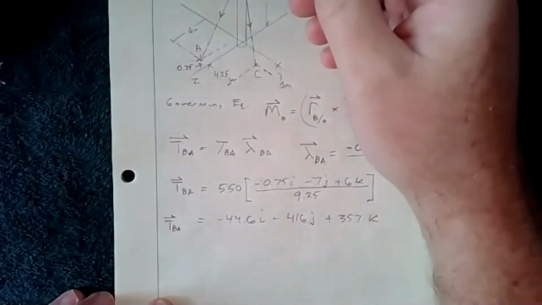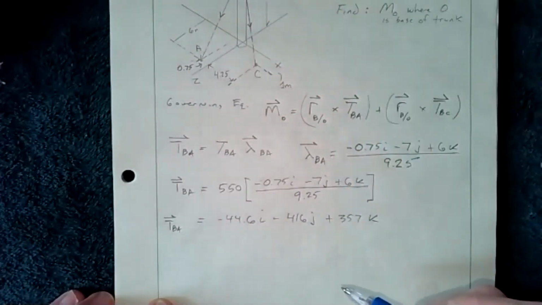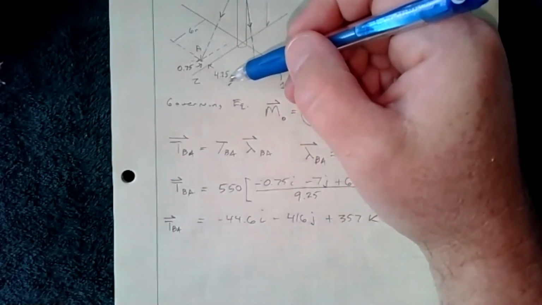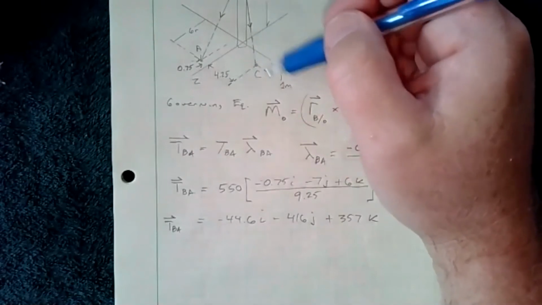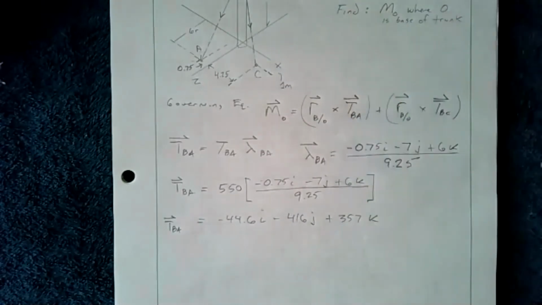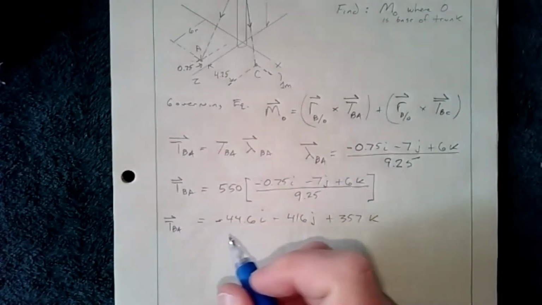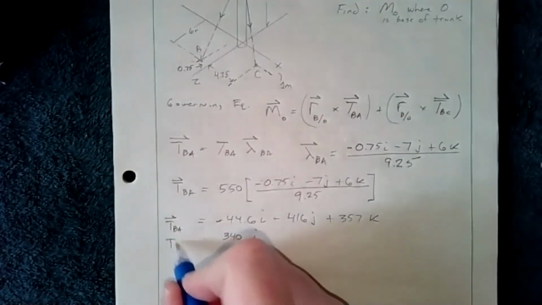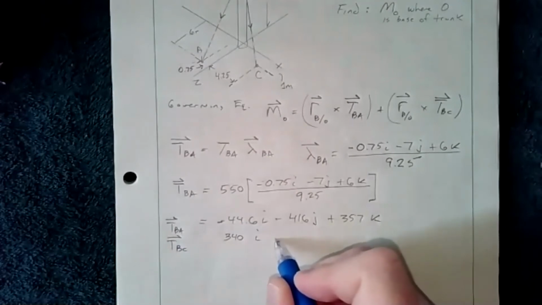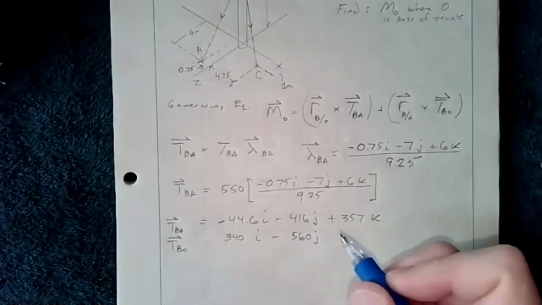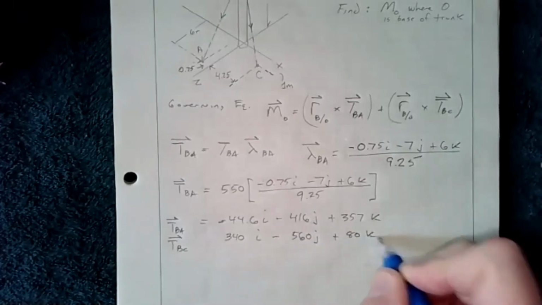So you're going to find BC, from B to C. I'll give you a hint. If you're going from B to C, it's going to be 4.25 I minus 7J plus 1 in the K. And you're going to divide that by 8.25. So work that out, multiply through by 600. And what you should get for tension BC is 340 I minus 560 J plus 80 K.